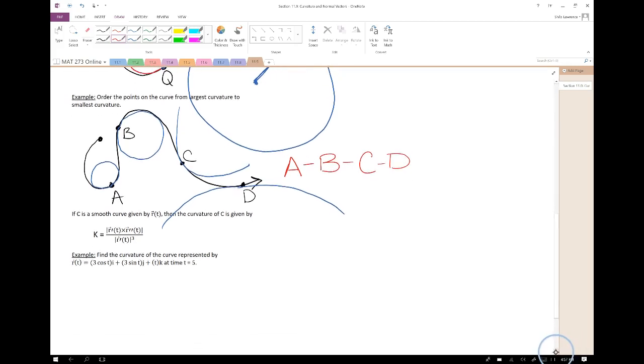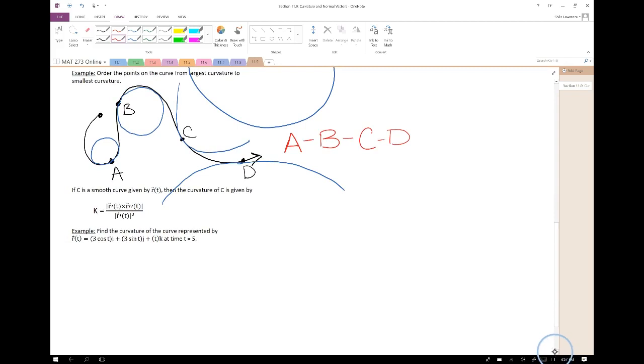So now the actual calculation. If C is a smooth curve given by r of t, then the curvature of C is given by, and we call curvature capital K, and it's not a simple calculation. It takes a few minutes. We've got to find the magnitude of r prime crossed with r double prime and divide that by the magnitude of r prime cubed. Now, this is considered the alternate formula, but it's the one that I think is easier to work with. There is another formula in our textbook, which you're welcome to look up, but I really think this one's the easier one.